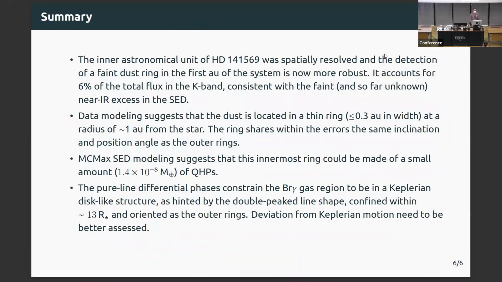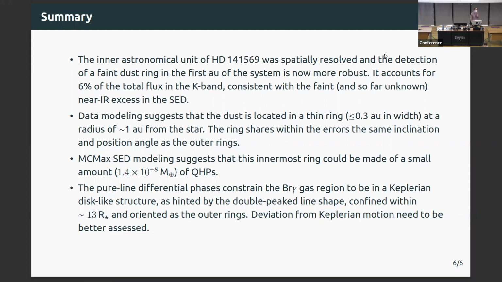So, summarizing, the innermost first 1 AU of HD 141 was partially resolved by GRAVITY, and the detection of a hot dust ring coplanar with the outer rings is now more robust. It accounts for 6% of the total flux in the K band, and it is consistent with the flux excess in the spectral energy distribution that before was thought to be absent.